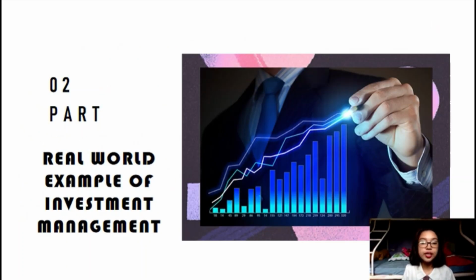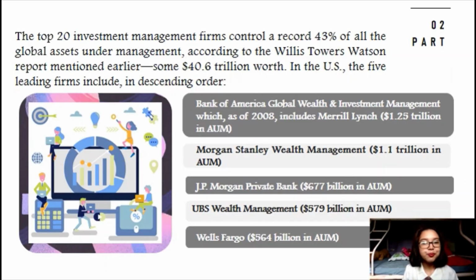Part Real-world example of investment management. The top 20 investment management firms control a record 43% of all the global assets under management, according to the Willis Towers Watson report mentioned earlier, some 40.6 trillion US dollars worth.